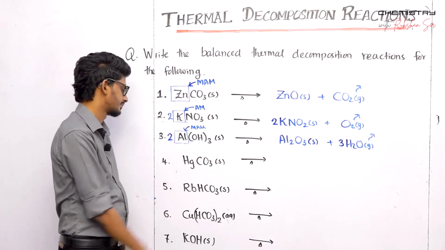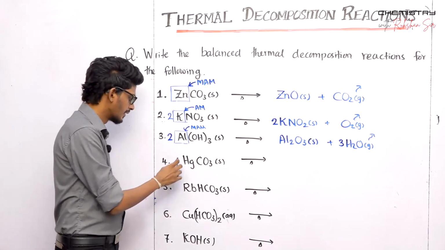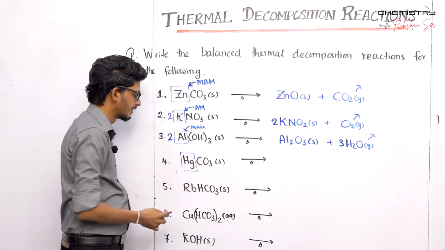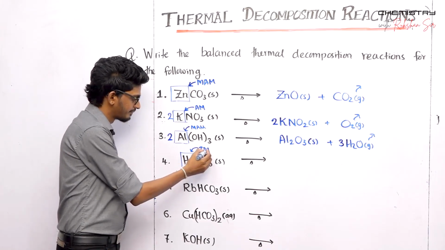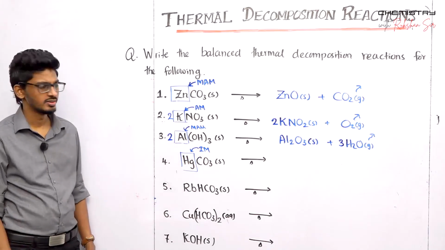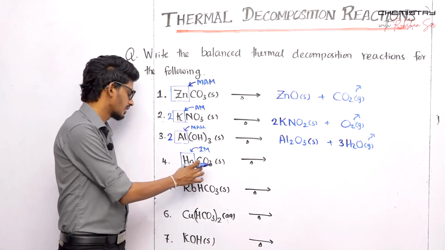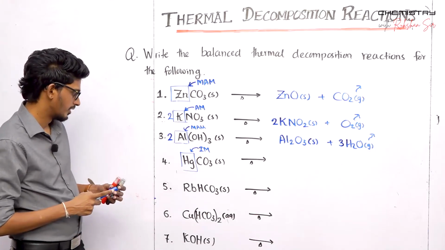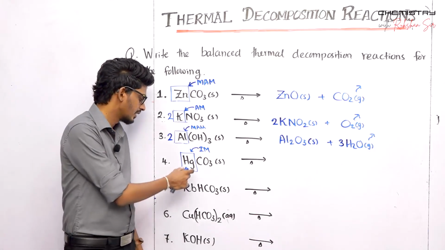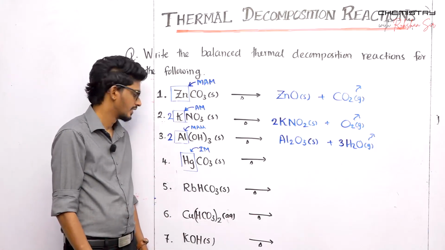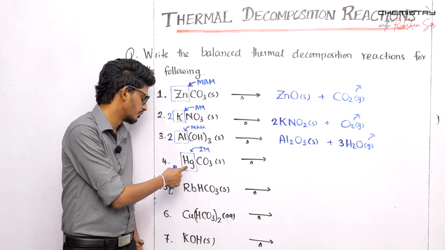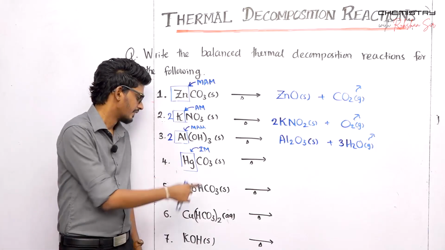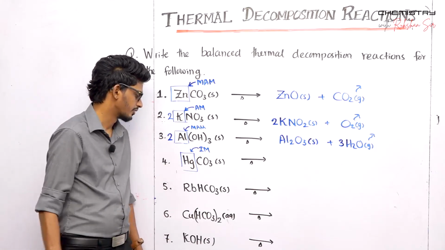Okay, this one. Mercury. Mercury comes under inert metals, no? So inert metal carbonate decomposition. When it comes to inert metals, the metal won't produce the oxide. That will decompose to give you the metal and O2. And the other constituent elements will come up as oxides.